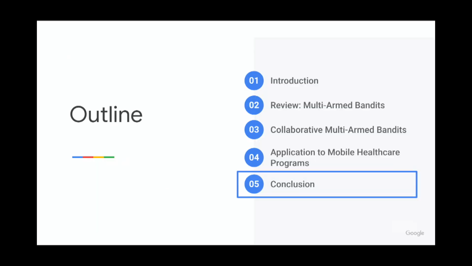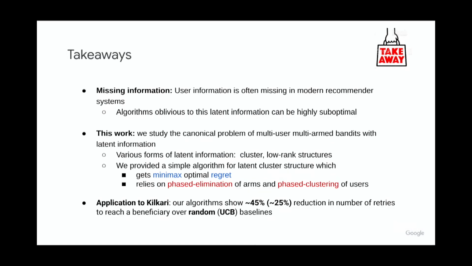Okay, so I am almost at the end of my talk. So let me just try to conclude the key takeaways from this talk. One, the key problem that we are handling is missing information in bandits. This missing information could be due to various reasons which I explained in the beginning, and it's very important to design bandit algorithms that are aware of this missing information.